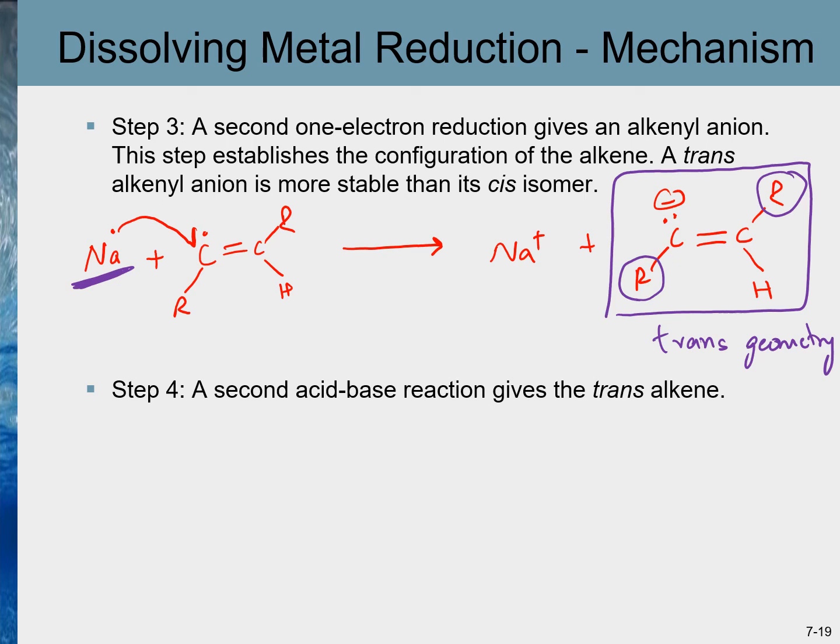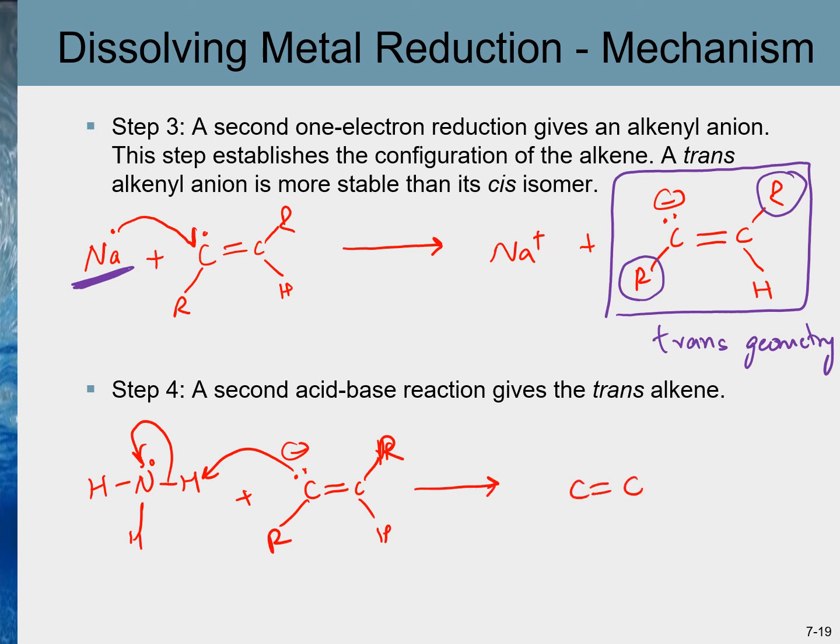A second proton transfer reaction completes the reduction process, and it results in formation of a trans alkene. So the proton is donated by ammonia as it was done in step number 2, and our alkenyl anion accepts a proton and we get a trans alkene.